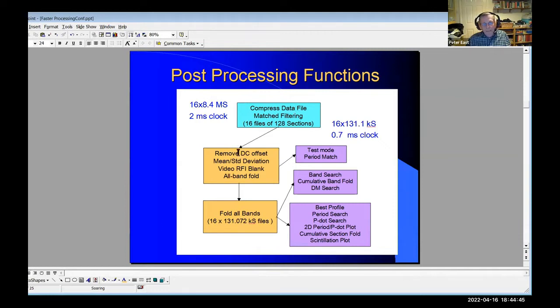After that, I remove the DC offset because whatever happens, there are temperature changes, and so the baseline can change in the data collection process. So you remove the DC offset. I in fact calculate the mean and standard deviation, and that's for looking at later. I've got the facility in it to do video RFI blanking, so I can blank some of those FFT channels, or I can blank them in time.